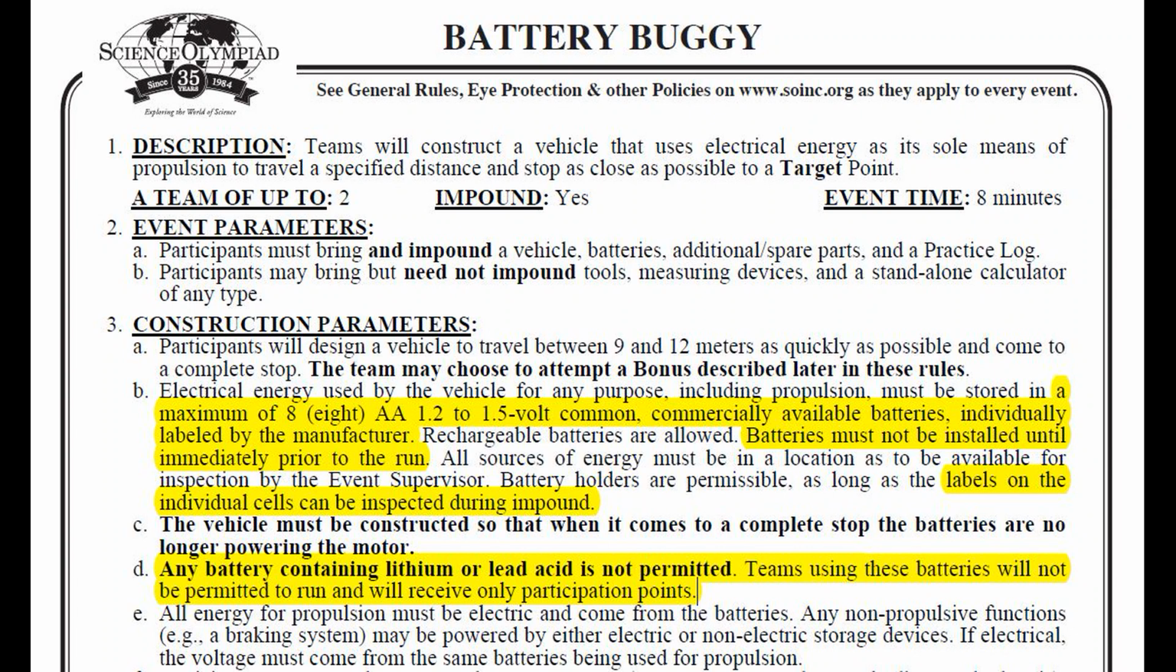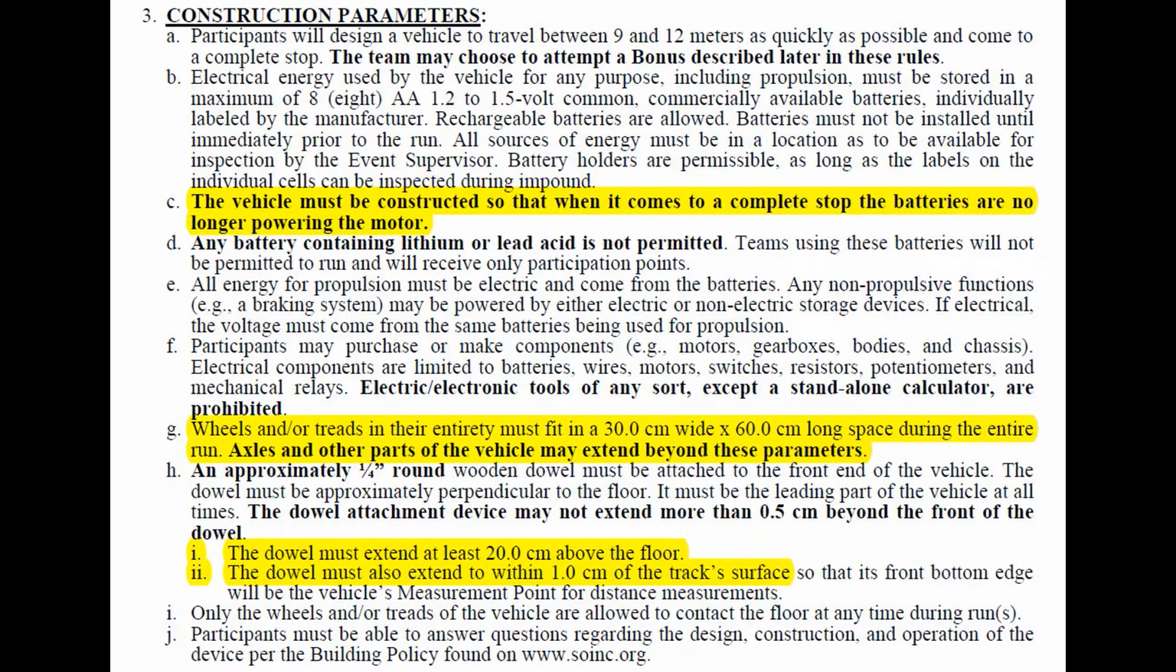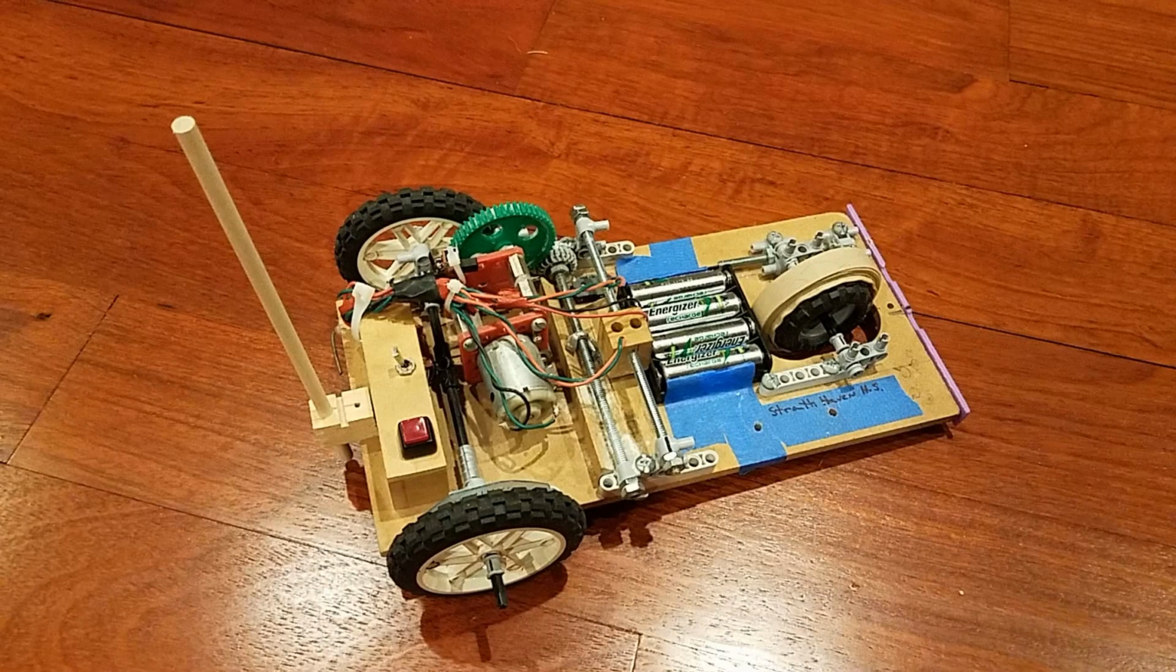The rules are very specific as to AA batteries only, non-lithium, and individual battery cells must be visible for inspection. You can have the competitors describe the stop and disconnect method to comply with Rule 3C. Note that when you measure the vehicle for Rule 3G, axles and other parts can extend outside of a 30 by 60 centimeter box. Only the wheels themselves must be within these dimensions.